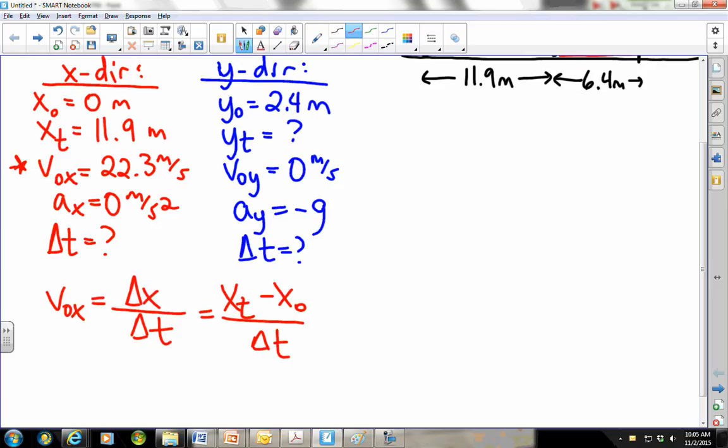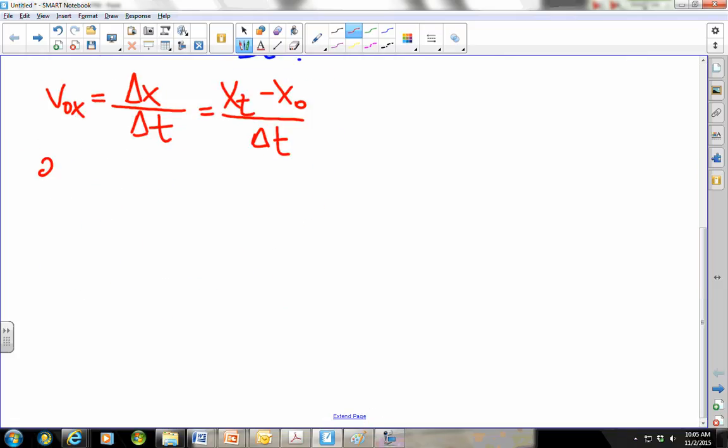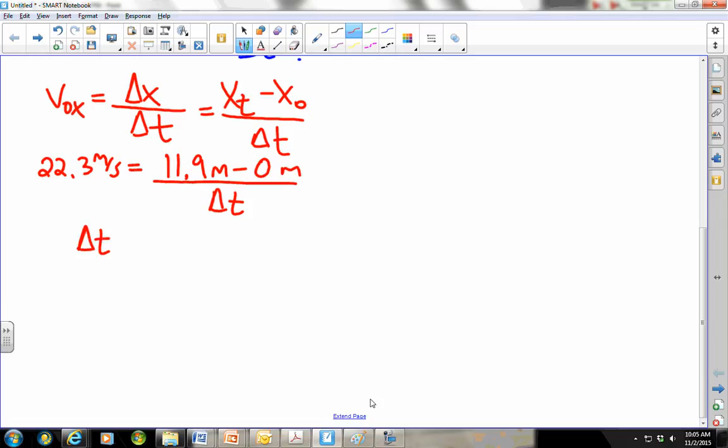So if I give myself some space here, then this is 22.3. I'm going to go 11.9 meters from the server, trying to find how long that takes. Okay, so when you do the algebra, it's going to take less than a second, right? Because it doesn't have to go 22.3. So keeping some sig figs around here, we get 0.534 seconds.